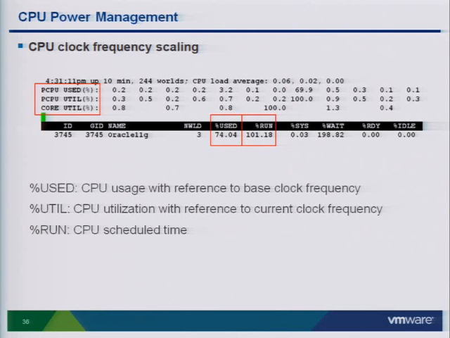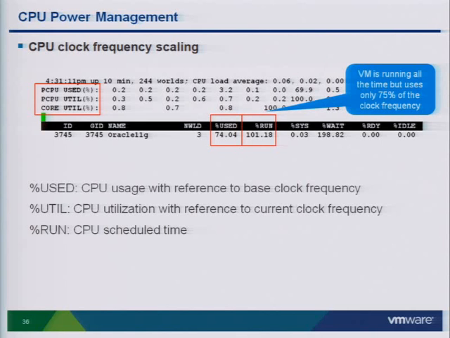Okay, I'll give you the answer. Used is with reference to the base clock frequency, right? You're running all the time, but you're only consuming 74% of your processor capacity, which means your processor clock frequency has been dialed down. So your processor is running at a lower clock frequency than what it is capable of. That's a clue, because the clue here is basically the run time.